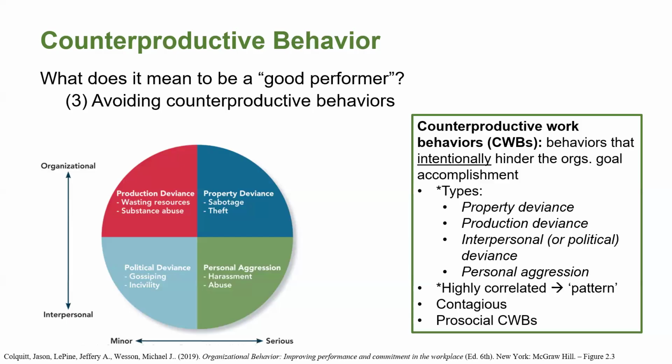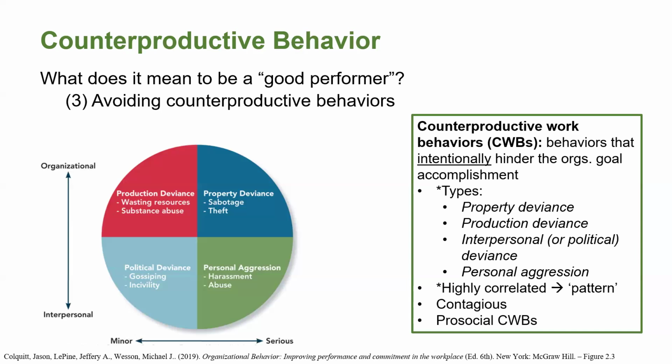There's also interpersonal deviance, or what your textbook refers to as political deviance. And this is another example of a CWB. Interpersonal deviance arises when employees intentionally disadvantage, undermine, or mistreat other employees by engaging in behaviors like incivility, aggression, harassment, abuse, bullying, social isolation, any of those kinds of interpersonal mistreatment that can happen in the workplace.